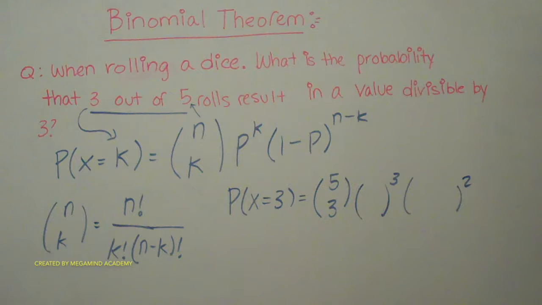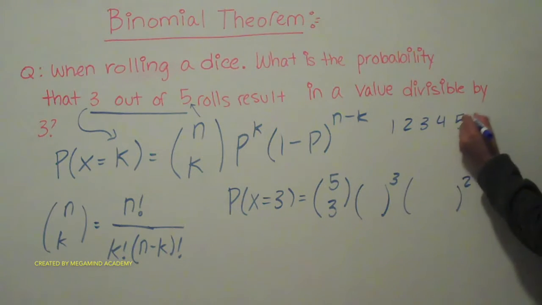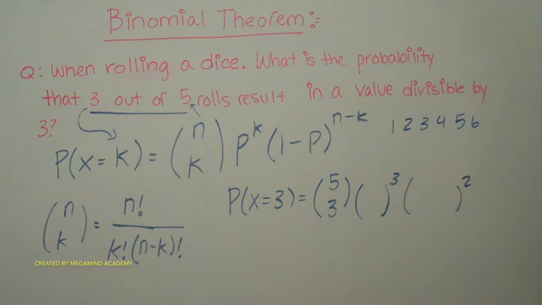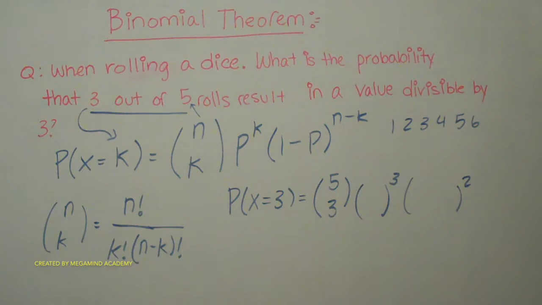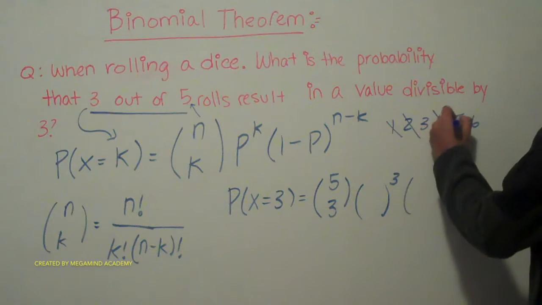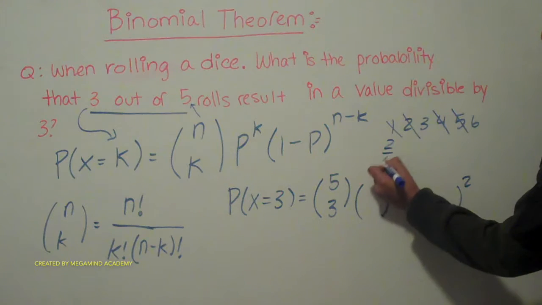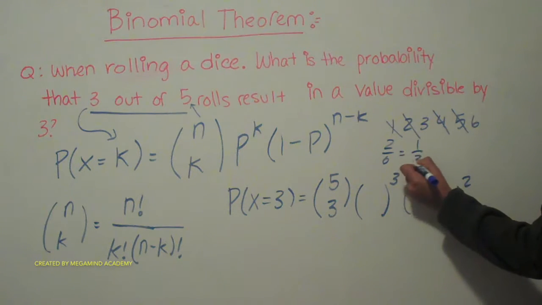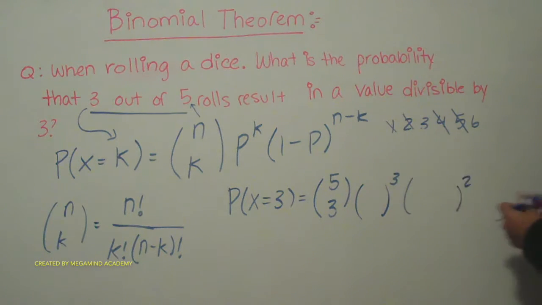So what is the probability of a success? Well, this is simple. When rolling a die we can get 1, 2, 3, 4, 5, and 6. And the success is when a value is divisible by 3. So let's just cross out all the values that are not divisible by 3. This is not, this is not, this is not, and this is not. So the probability that the value is divisible by 3 is 2/6, or 1/3. Let me write that so you can see.